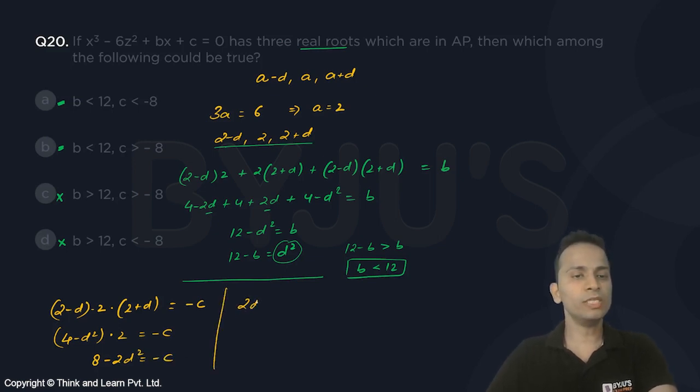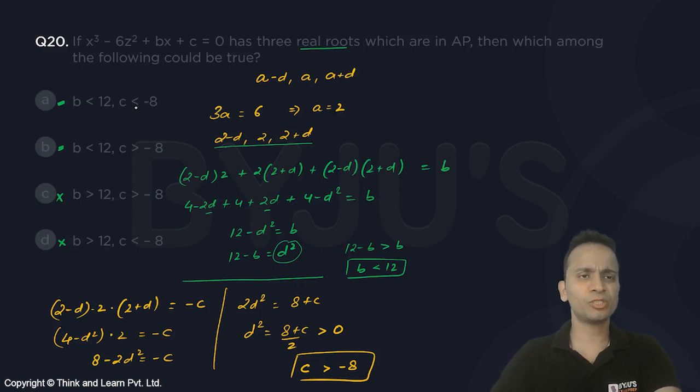So 2d square is equal to 8 plus c, and d square will be equal to 8 plus c divided by 2. Now once again, d square should be greater than 0. So 8 plus c upon 2 should be greater than 0. So the value of c will be greater than minus 8. Now check among the options. Option A says c is less than minus 8. Option B says c is greater than minus 8. So option B will be the correct answer for this question.